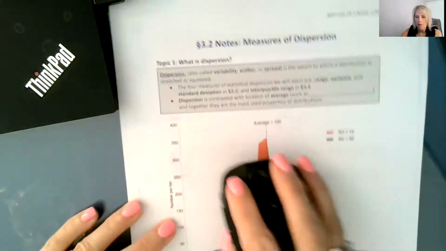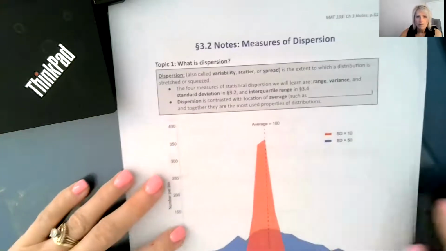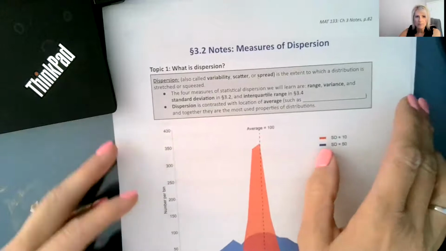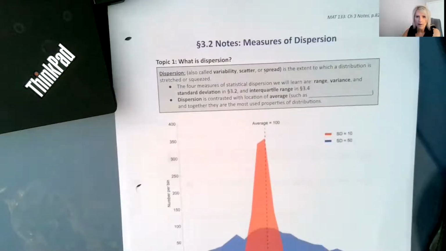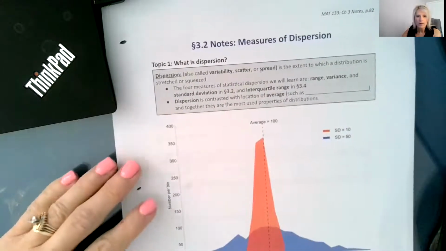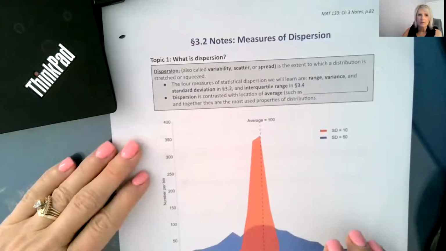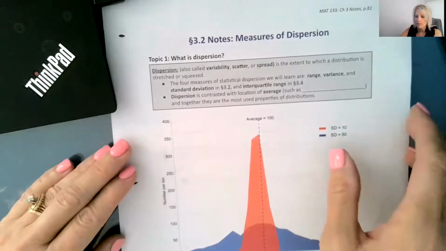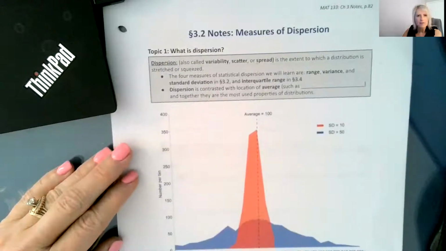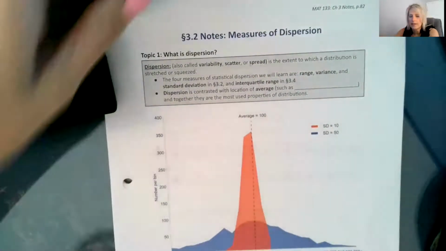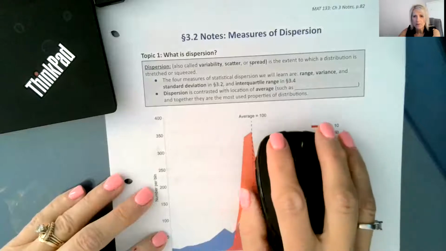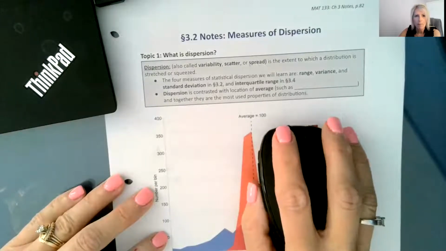So we're working on 3.2. And I'm going to share my screen here. So right here we are. It says, thinking back to 3.1, we talked about the three measures of center, and we said the three measures of center are the mean, the median, and the mode. But center is not the only thing that we look at when we look at a data set. Measures of dispersion are just as important.